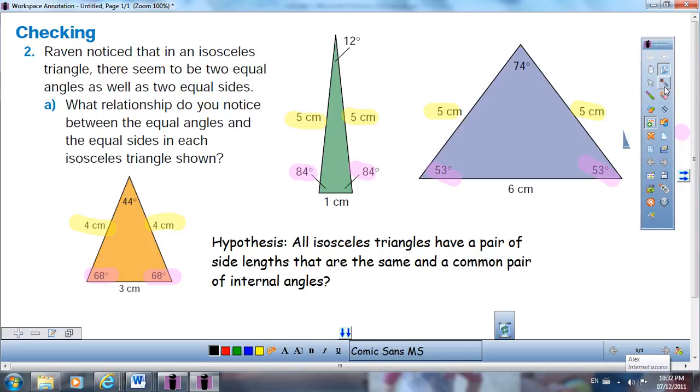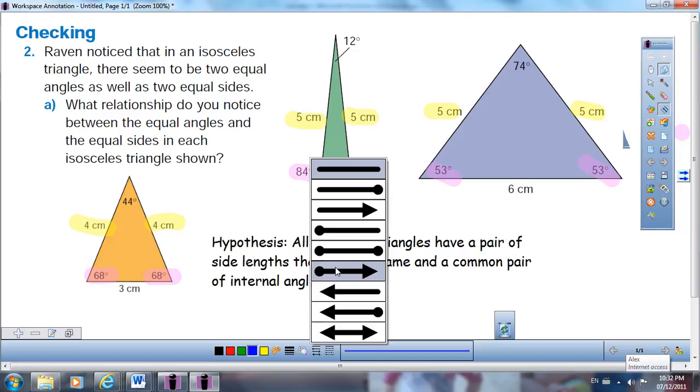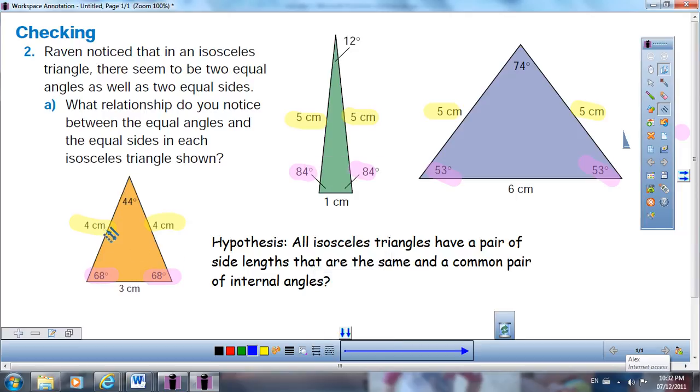There's another little neat pattern that you may notice. Look here. Can you take this pattern and put it into words? And can you test to see whether or not it exists in all isosceles triangles?